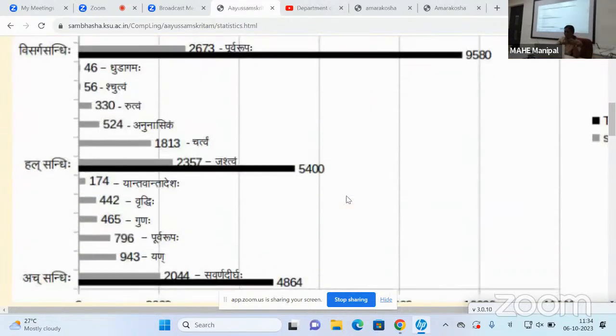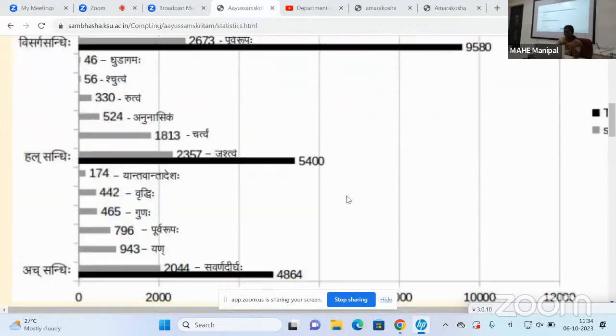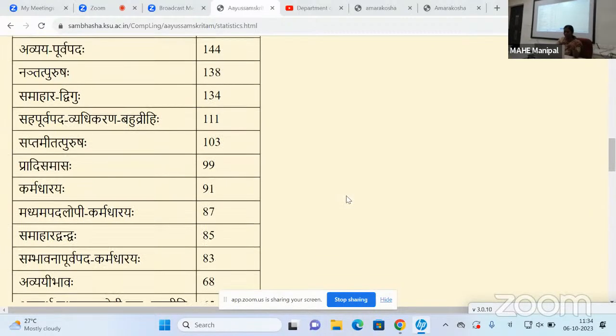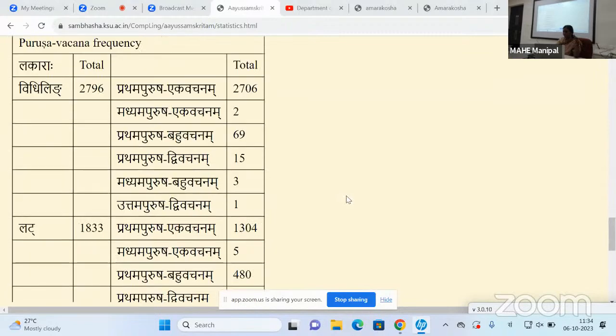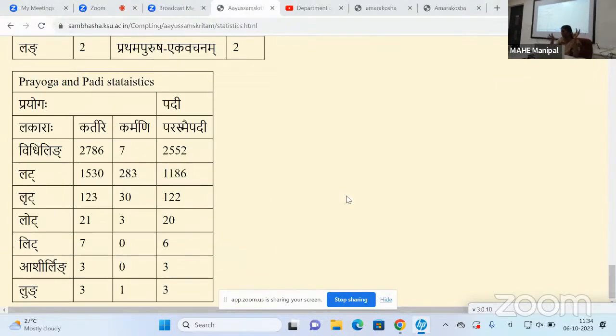So you can also see Sandhi statistics. See, these are statistics, Samasa statistics, and Vachana. Like that, we get everything. Morphological analyzer will give this statistics.